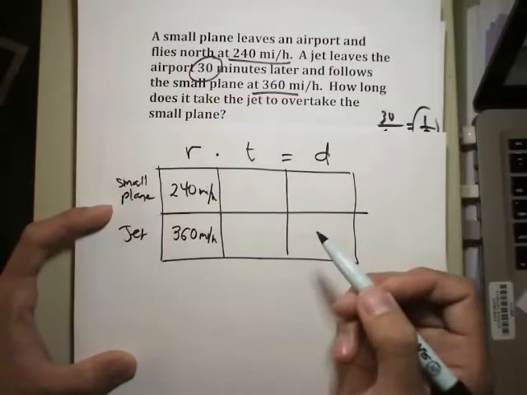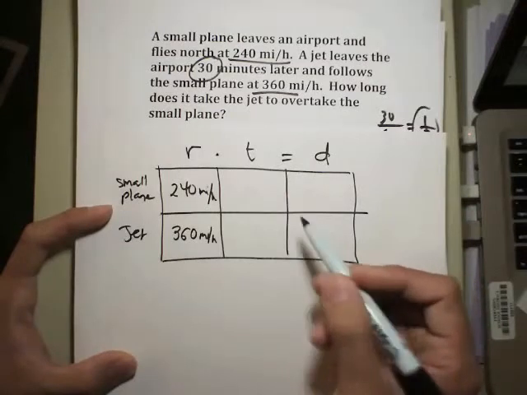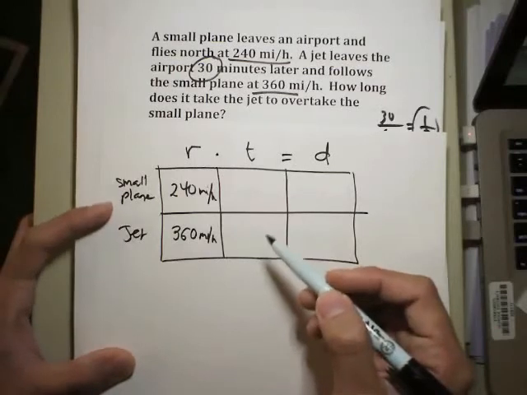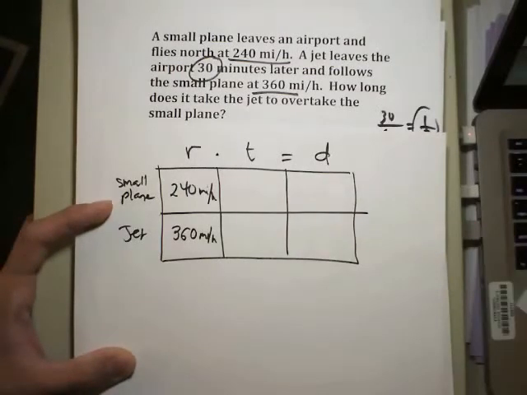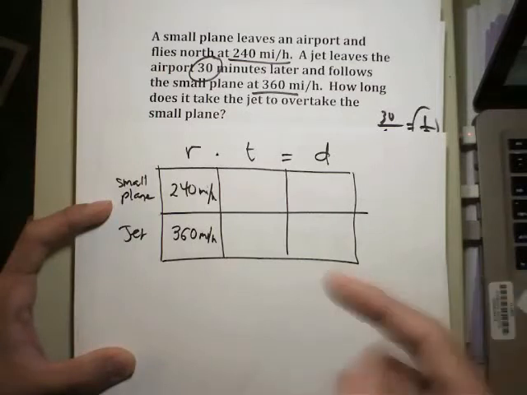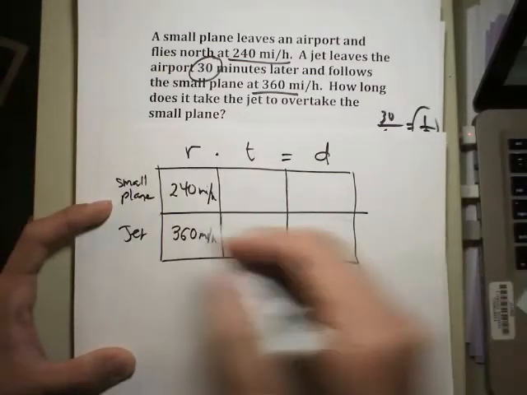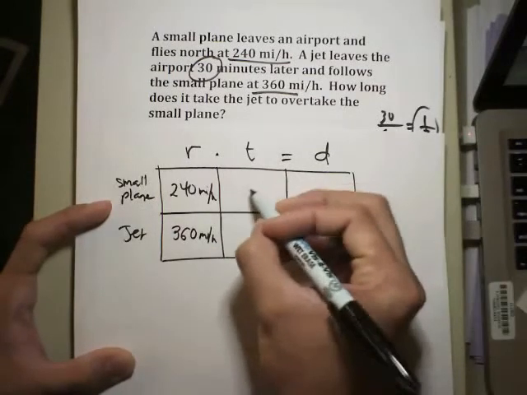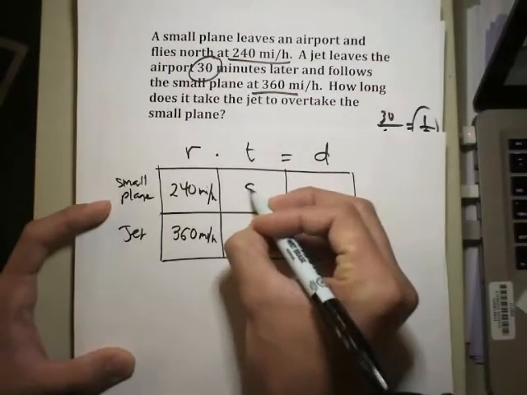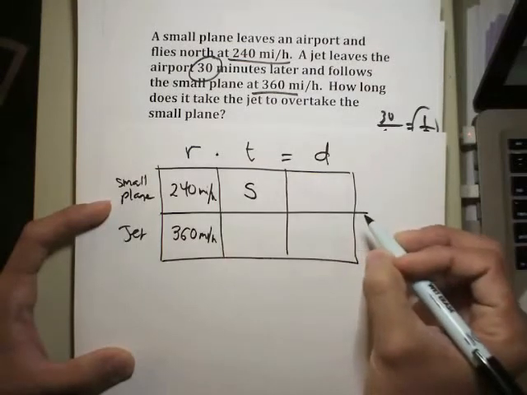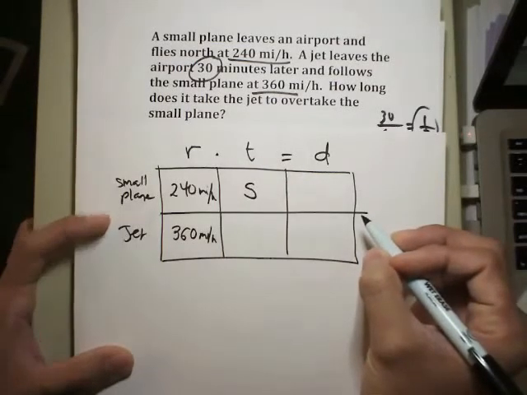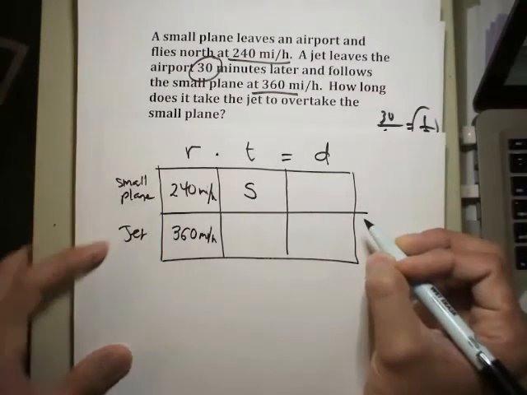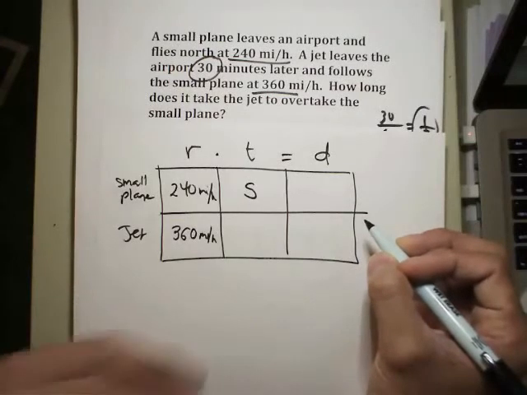Now, if we look at the time, we don't know how long the small plane spent flying. Same thing for the jet, right? But if you notice, it says that the jet leaves 30 minutes later than the small plane. So since we don't know the small plane's time, we can certainly declare a variable for it. So let's say the small plane spent S amount of time in the air, and since the jet left 30 minutes afterwards, it has 30 minutes less to travel.